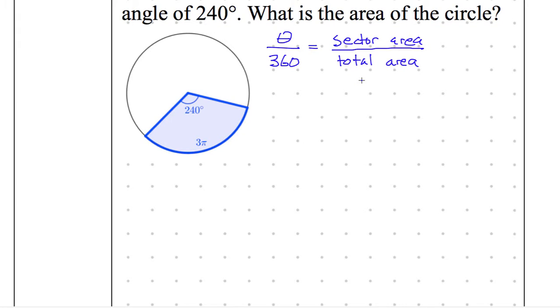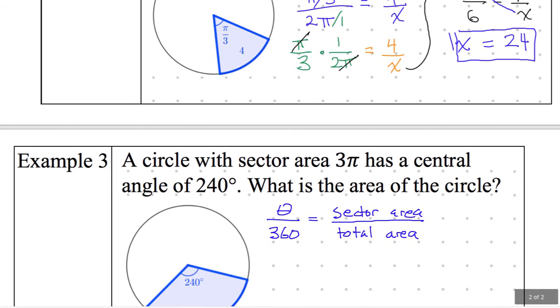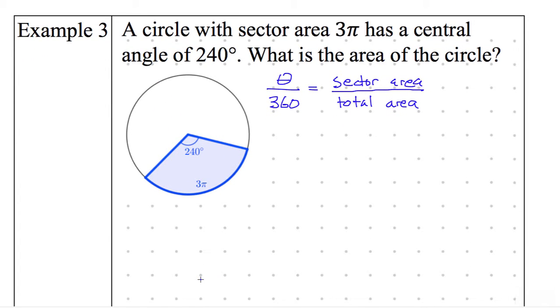There is the formula. I'm using the formula for degrees because I know that this formula for degrees is being used since we have this unit of degrees for our central angle. From there, I need to fill in this equation with 2 things that we know. This 3 pi, this 240 degrees go somewhere. Where do they go? Quiet raised hand. Where do I fill them in?